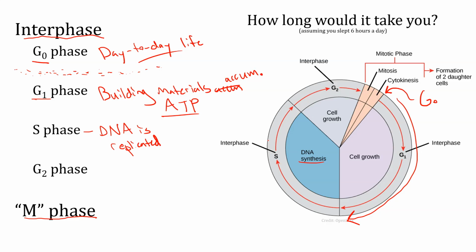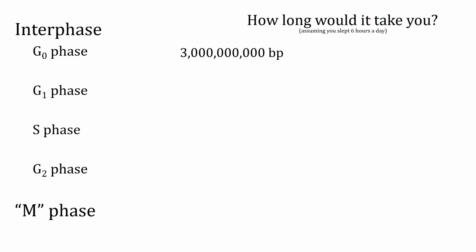How long would it take you to copy a genome if you did it one letter at a time? It's kind of an interesting question. Okay, so you're copying it one letter at a time, assuming you slept 6 hours a day. There's about 3 billion base pairs in your genome. And if we were able to copy one base pair every 1 second, you're just going through, and for each one that you see there's an A, you write down a T, and every place where you see there's a G, you write down a C. You've got a template strand, one single strand of DNA, and you're copying letter per letter per letter.